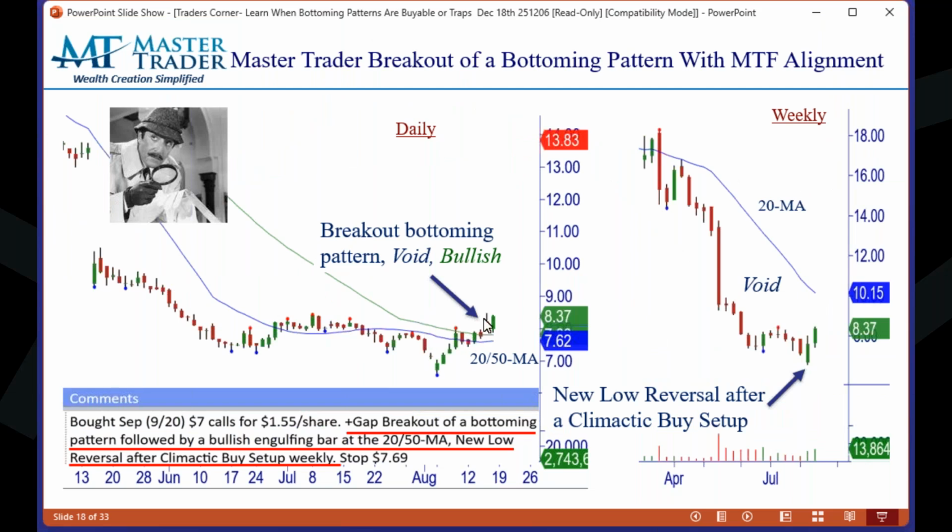Breakdown failure, deep retracement, going sideways, breakout. Weekly, here's my new low reversal. Remember I showed you a different chart where I said I can visualize a new low reversal. Momentum move, made a new low and snapped right back. Here's my new low on the daily, snapped right back. Gap breakout of a bottoming pattern, followed by a bullish engulfing bar at the 2050 right here. We bought calls on that. Manage in between, has a price void, daily, weekly.